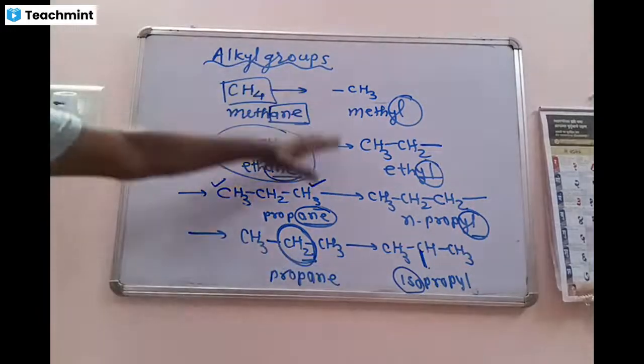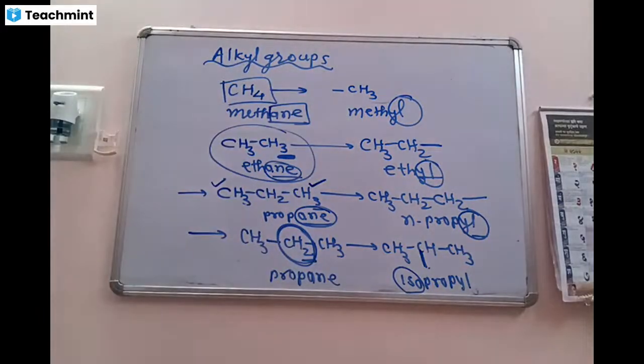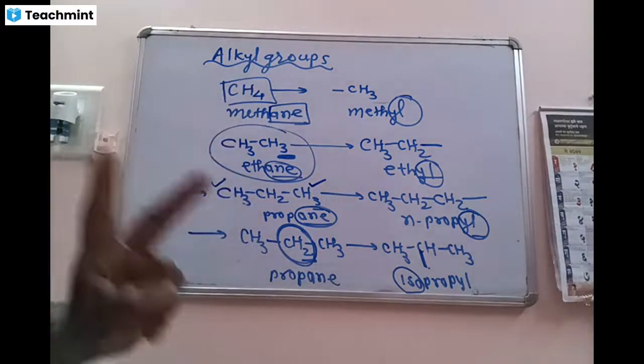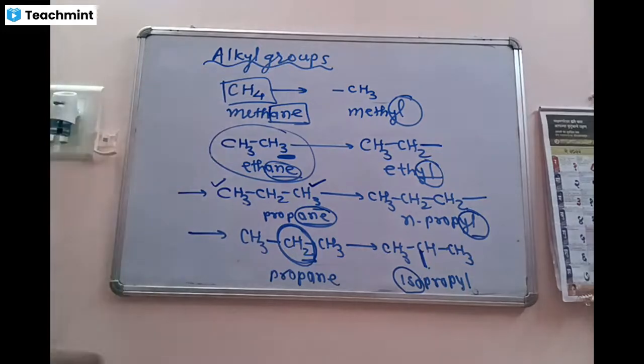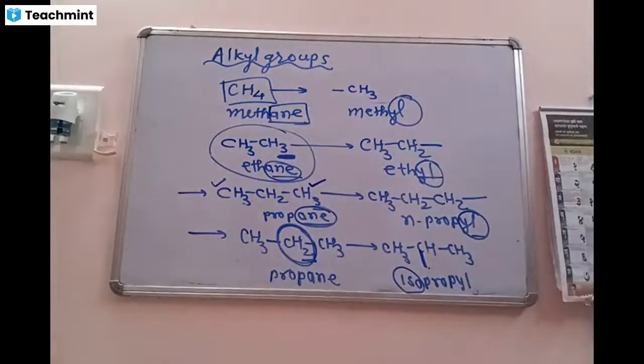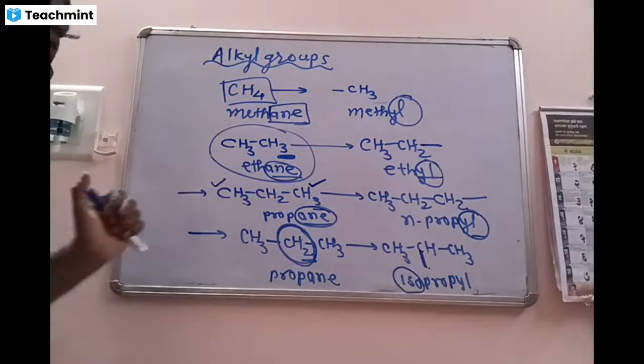Now in this way we have the four alkyl groups that are obtained from the parent alkanes methane, ethane, propane. From propane we have generated two alkyl groups. Now, shall I wipe all these things? Yes. Okay.